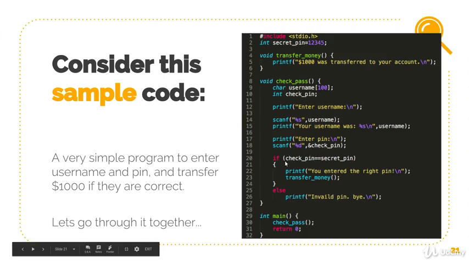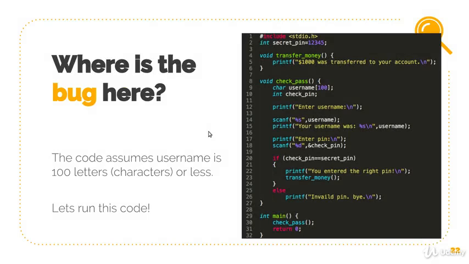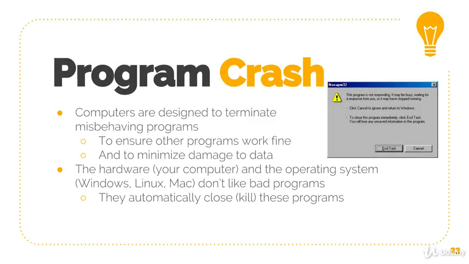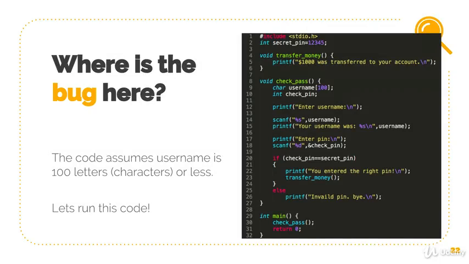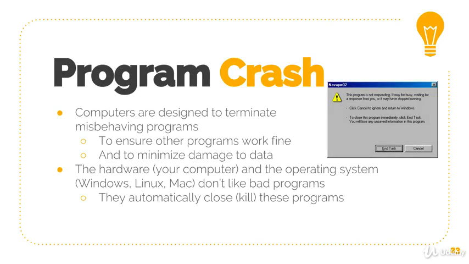So an attacker would like to hack this code by running this transfer money without actually having the secret pin. That would be hacking. So the bug is that the code assumes username is 100 letters or less. Now let's run this code and we'll demo this. Okay, before that, let's go through this.